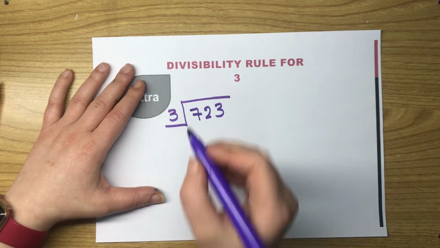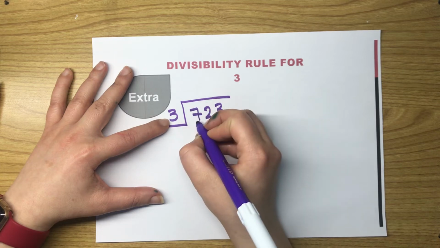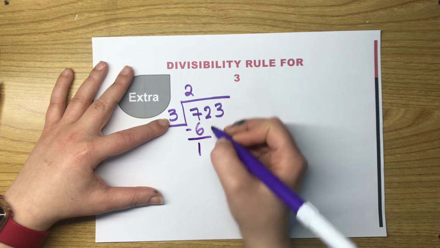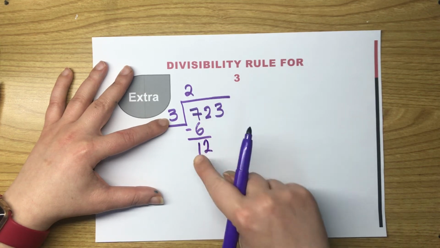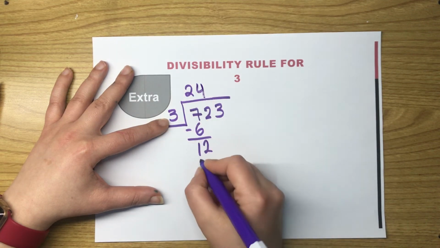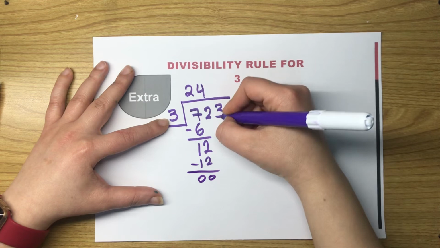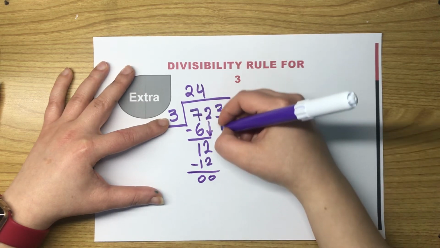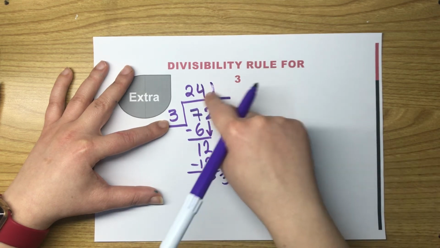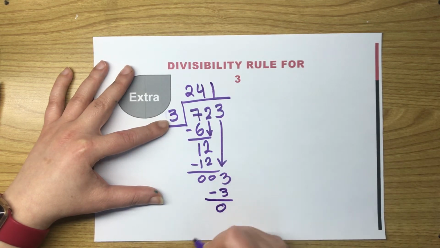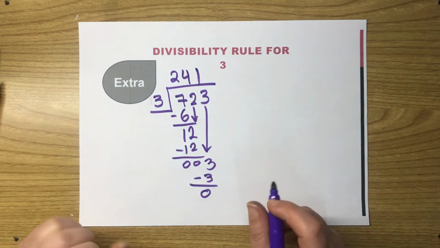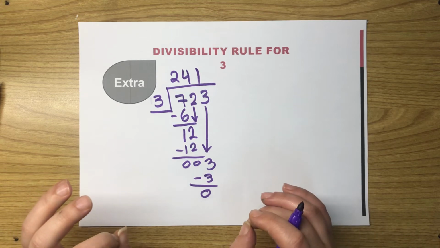I'll show you. 7 divided by 3. How many 3's in the 7? There are 2 3's. 2 times 3 equals 6. Subtract, 1. Take down the 0, 10. How many 3's? 3 3's. 3 times 3 equals 9. Subtract, 1. Bring down the 2, 12. How many 3's? 4 3's. 4 times 3 equals 12. 0. Bring down the 3. How many 3's in the 3? There is only 1. 1 times 3 equals 3. Subtract, the remainder is 0. I told you guys. Do you know why? Because I know the divisibility rule of 3.